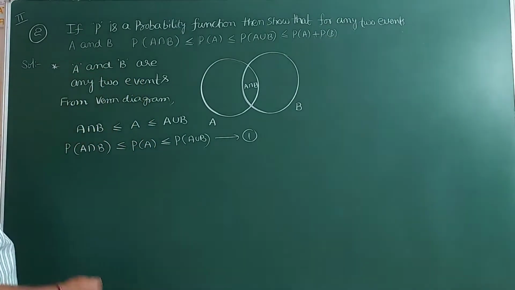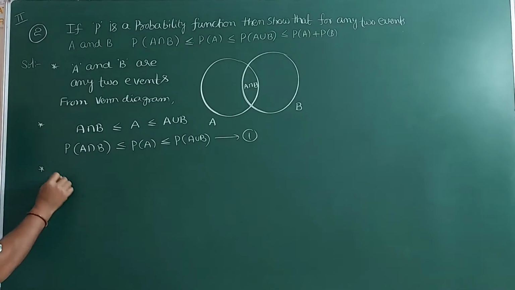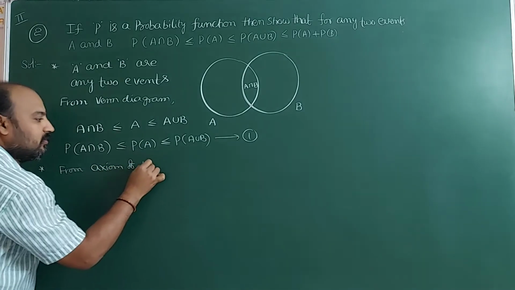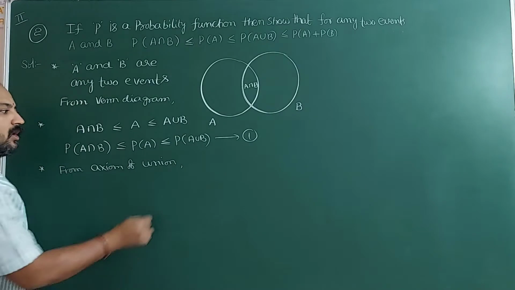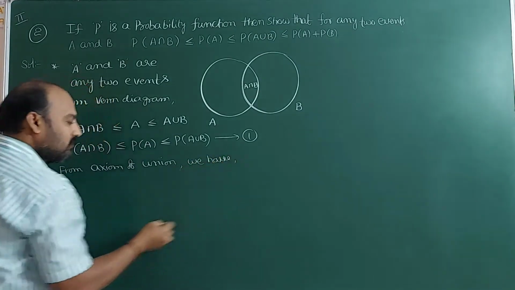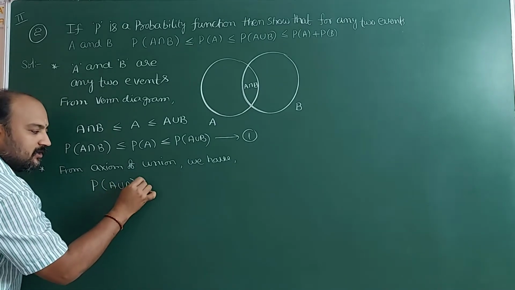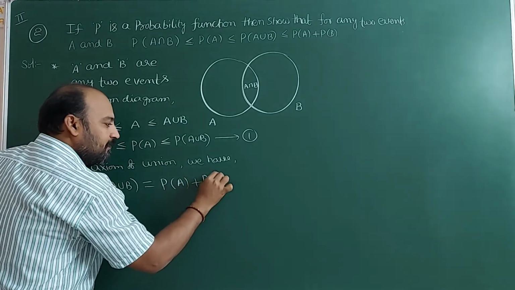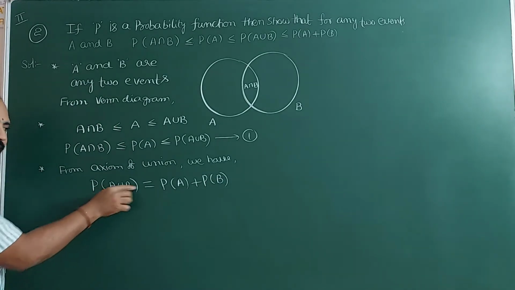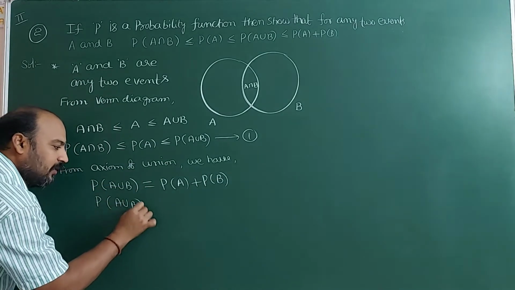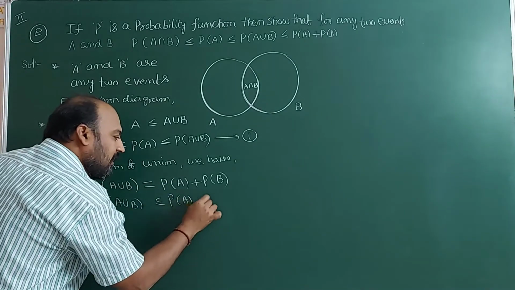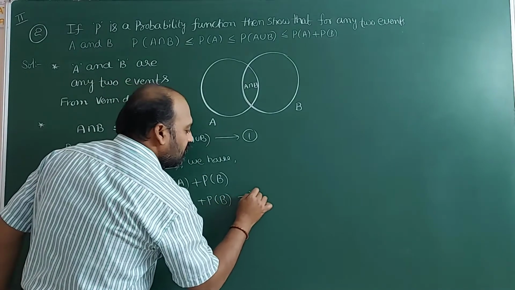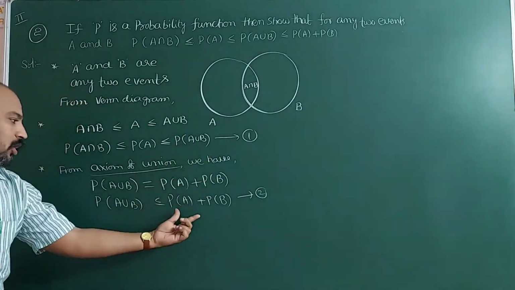From the axiom of union, we have P of A union B equal to P of A plus P of B. So we can write P of A union B is less than or equal to P of A plus P of B, by using the axiom of union. Equation number 2.